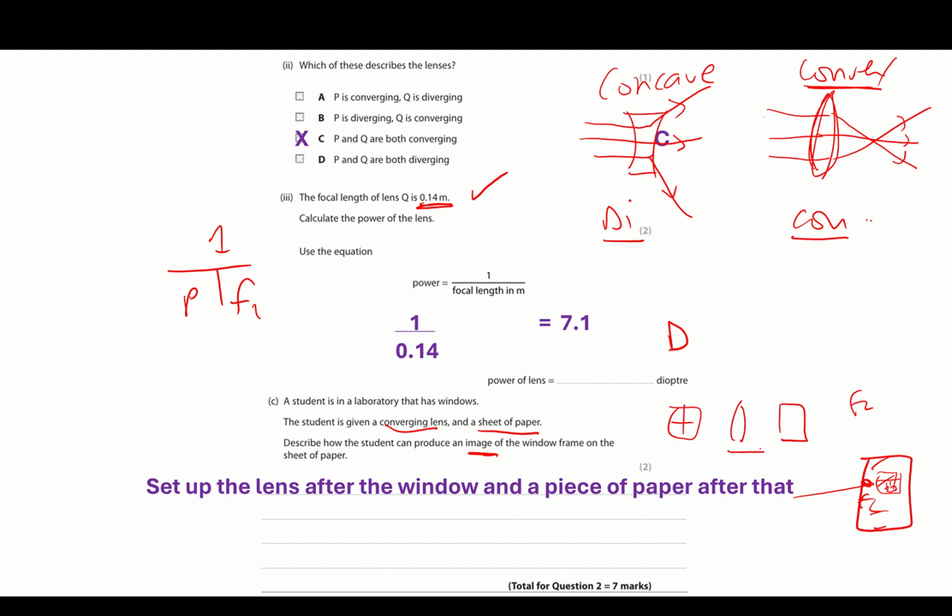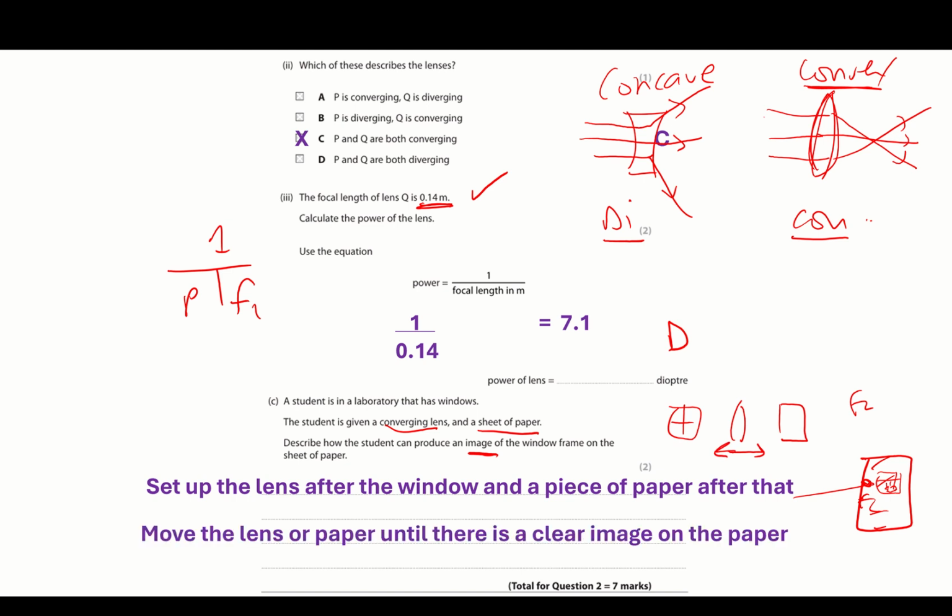And then the next part is a mark for saying, and we're just going to adjust this length until we get an image on the paper. And there we go, question 2.